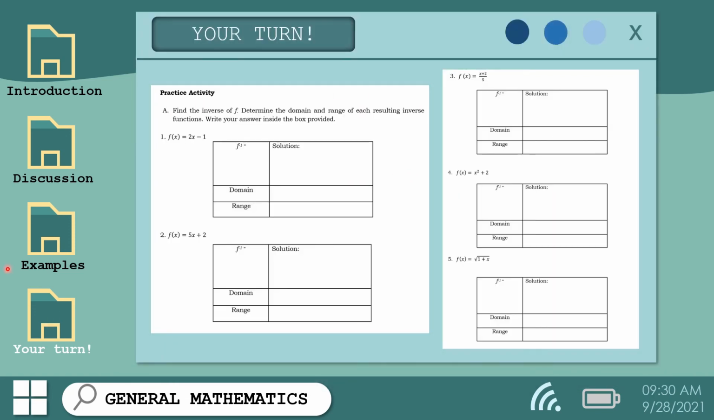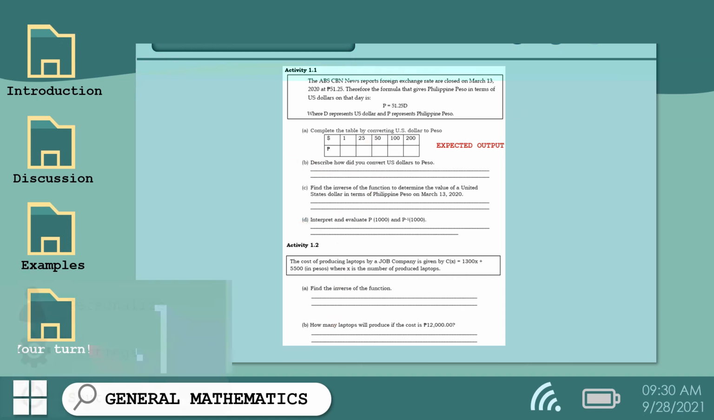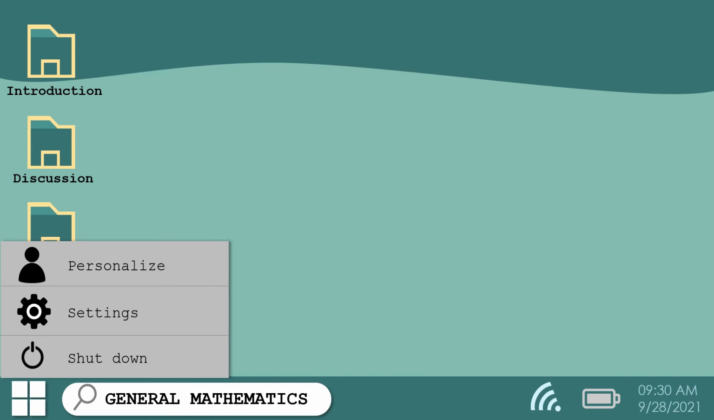Then, sa lesson 3 naman, ayan, so meron tayong 5 function din dito. You find for the inverse of the function, then determine the domain and range of the given inverse function. And lastly, ito naman po, mag-solve lang po tayo ng mga problems involving inverse function. Okay. Ayan, so that will be all for our lesson for today.